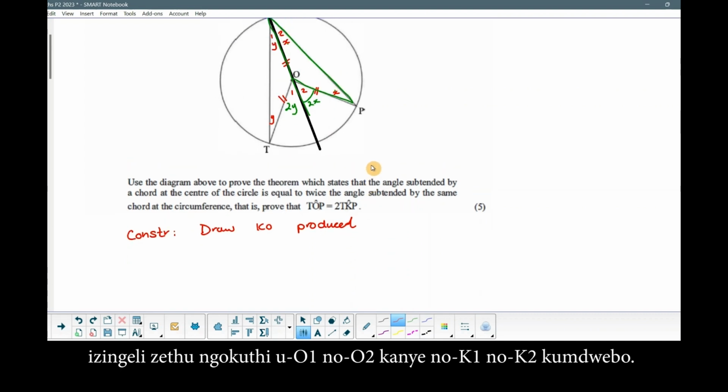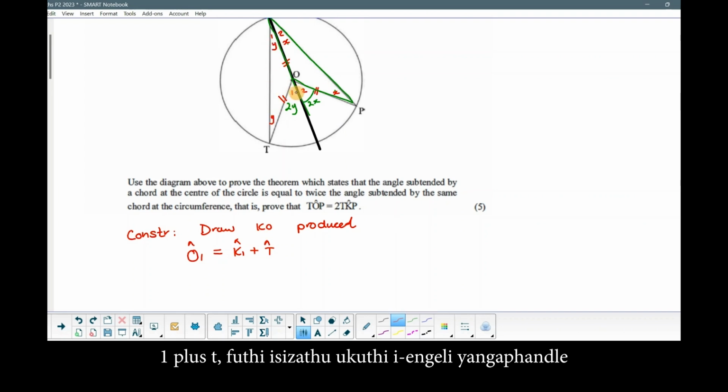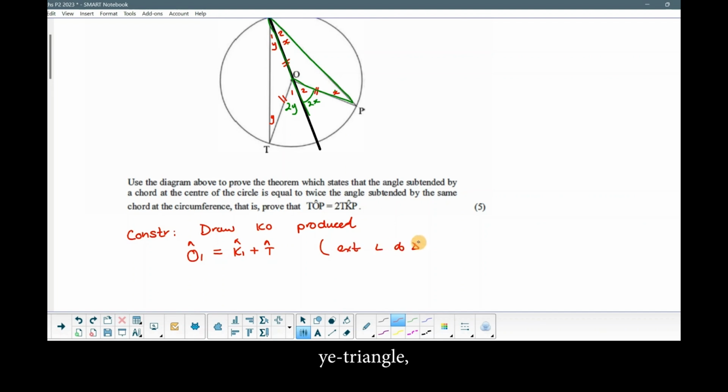Right, then we labeled O1 and O2 and K1 and K2 on the diagram. As long as you label it on the diagram, then we know exactly which ones you're referring to. So from there, you're going to go O1 is equal to K1 plus T. So O1 was K1 plus T, and the reason is exterior angle of a triangle. But we know that K1 is equal to T.